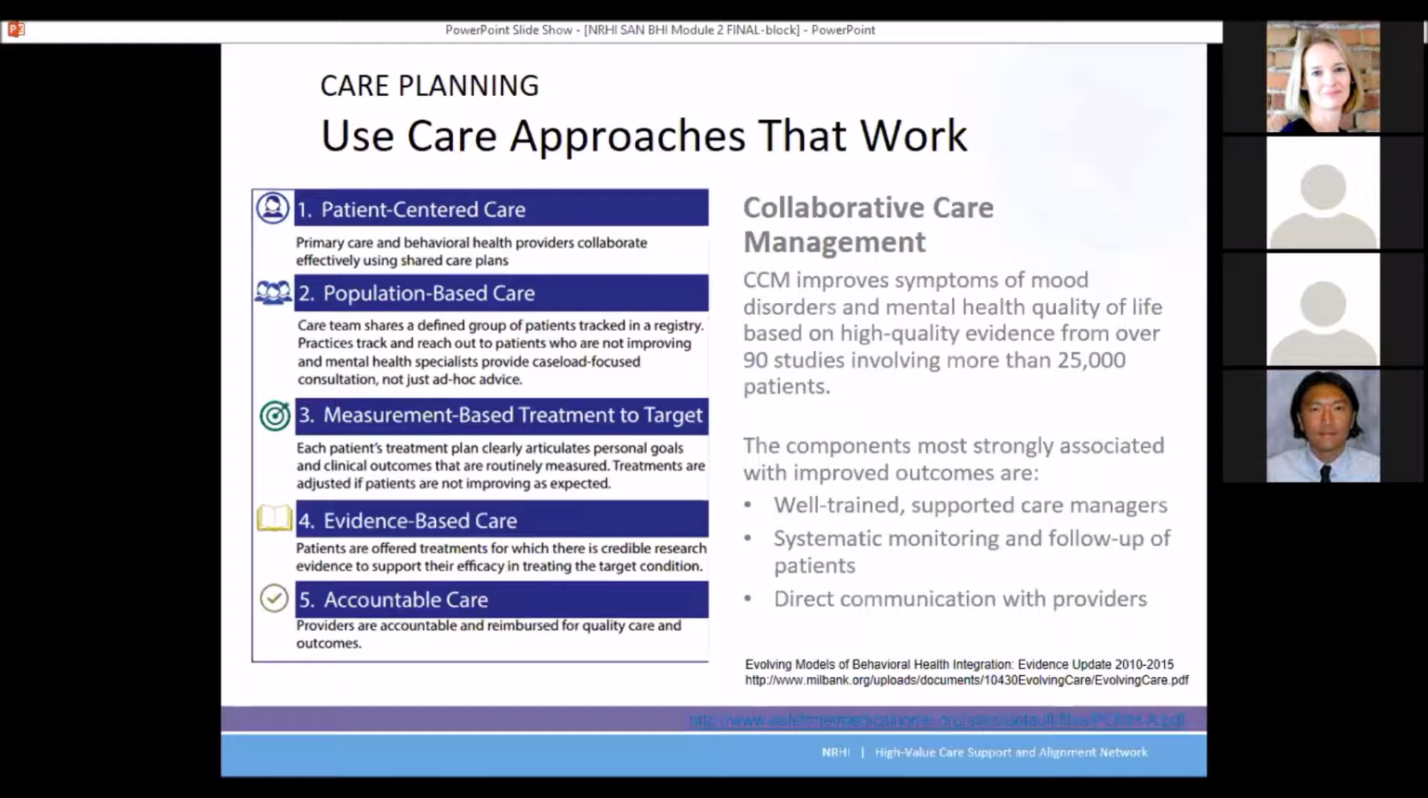approach that involves patient-centered care, population-based care, measurement and treatment to target, using evidence to adjust care, and then being accountable, both in terms of making sure that patients respond, but also making sure that your practice has a sustainable effort. So what you want is well-trained and supported care managers in your practice, a systematic approach to monitoring and follow-up, and you want direct communication with providers so they know what's going on as part of the collaborative care team.